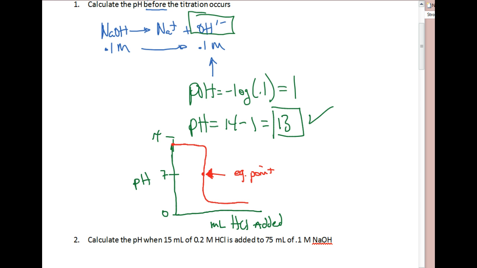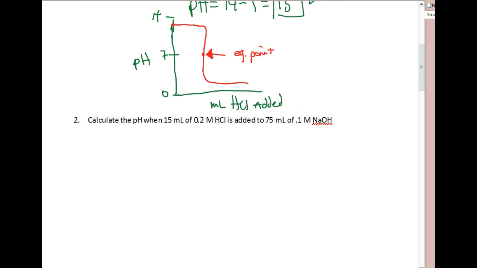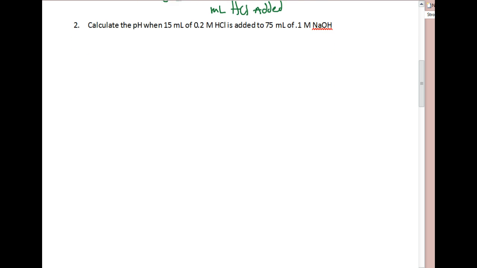Okay, so that's what a titration curve is going to look like with a strong base, strong acid titration, whereas in last night's talk, we talked about the titration curve looking different. Now we're going to take the same thing and add in 15 mils of 0.2 molar HCl to 75 mils of 0.1 molar sodium hydroxide. So this is similar but backwards to what we did today in class.